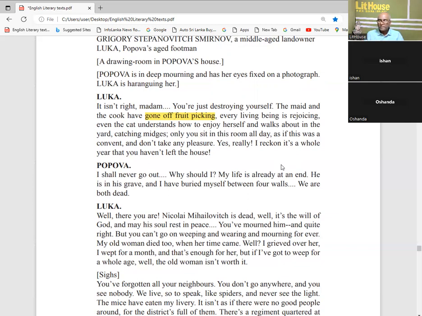Ordinary life. This is some activity from ordinary life. Now Luka wants to say other people of this house, they are enjoying an ordinary life. But my dear madam, you do not enjoy that life because of mourning.